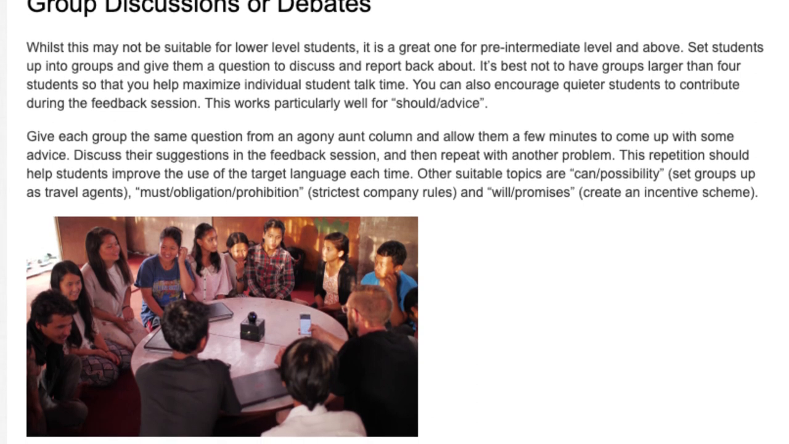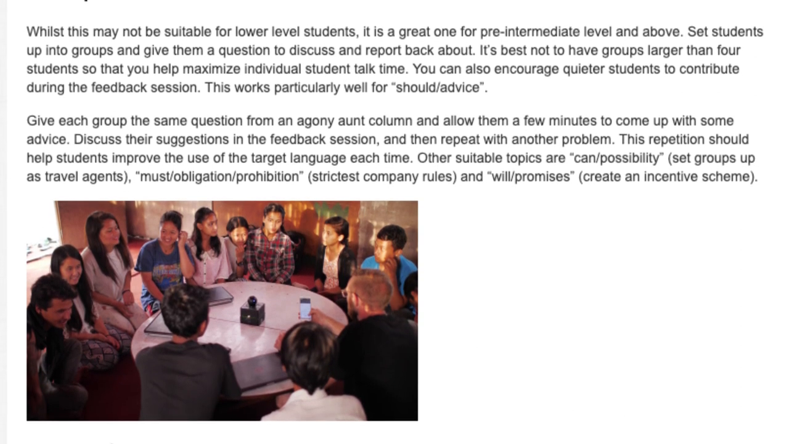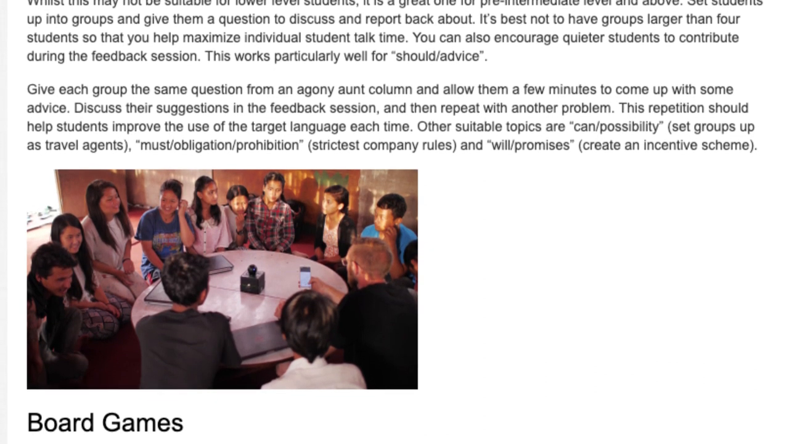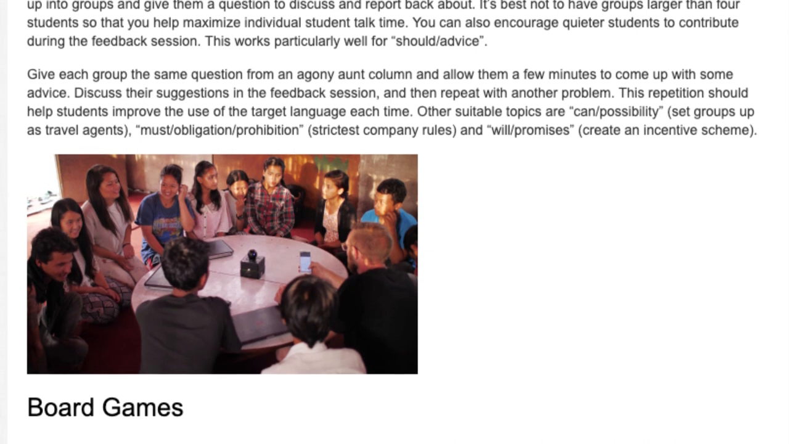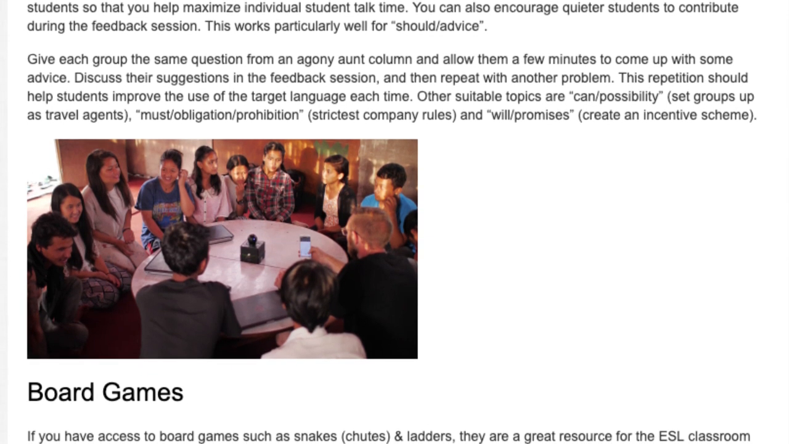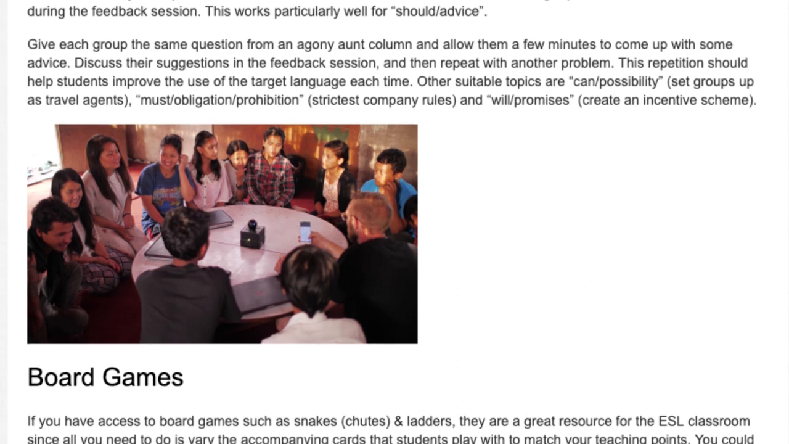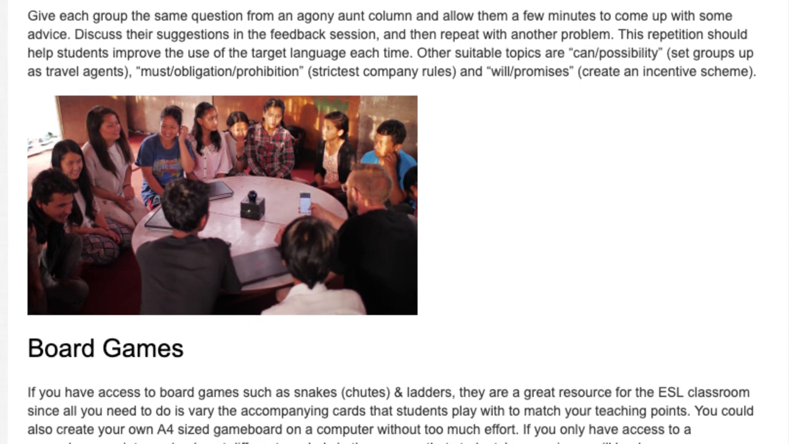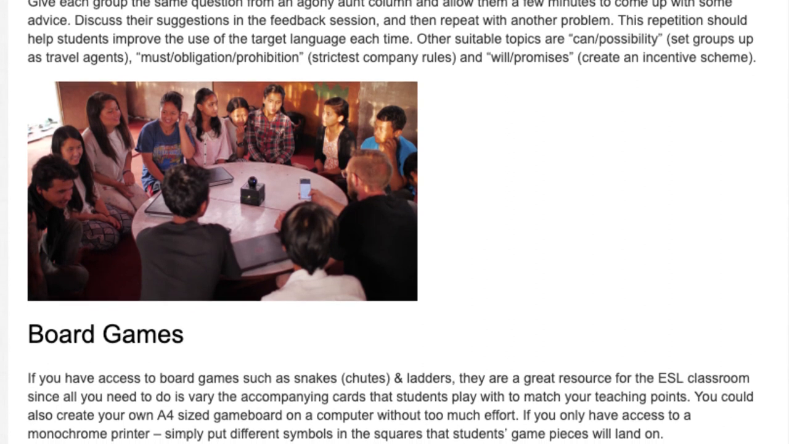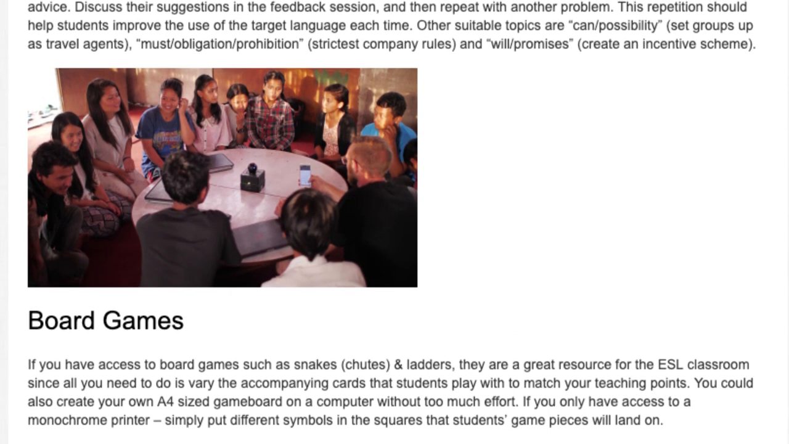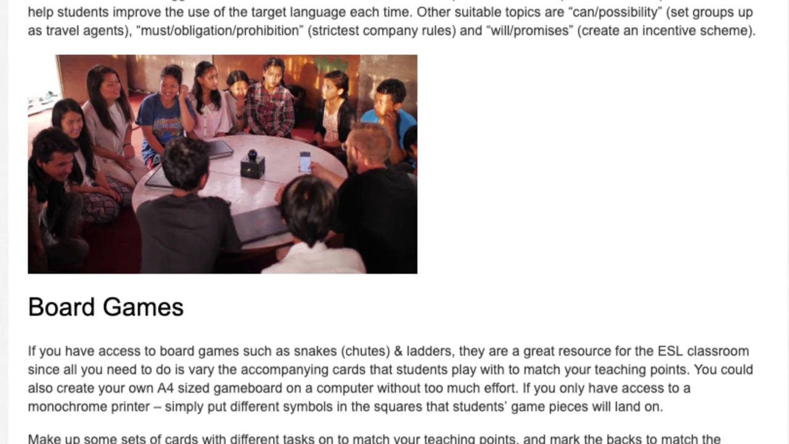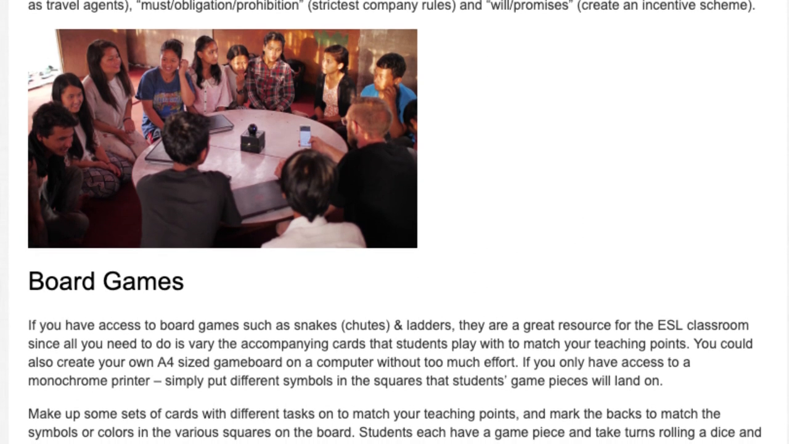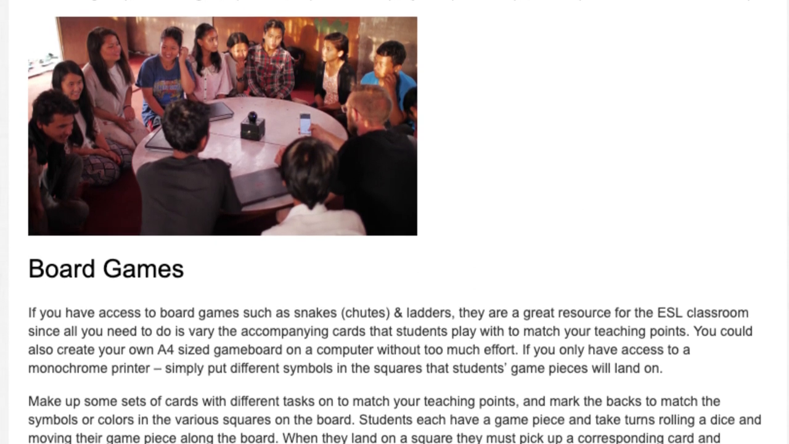This works particularly well for should advice. Give each group the same question from an agony aunt column and allow them a few minutes to come up with some advice. Discuss their suggestions in the feedback session and then repeat with another problem. This repetition should help students improve the use of the target language each time. Other suitable topics are can possibility, set groups up as travel agents, must obligation prohibition, strictest company rules, and will promises, create an incentive scheme.